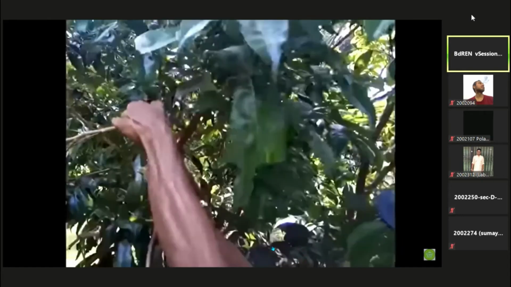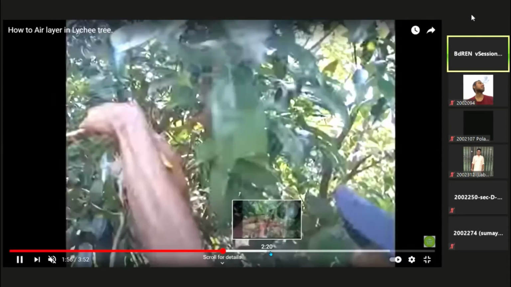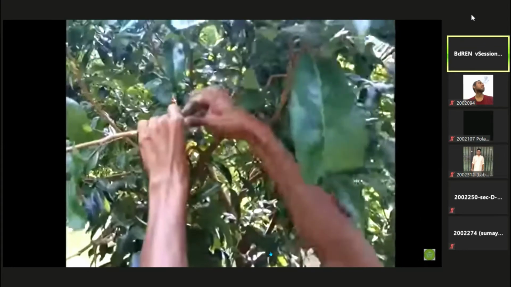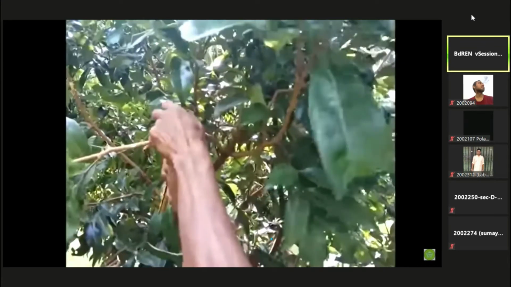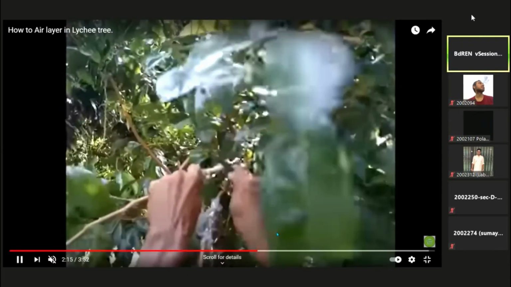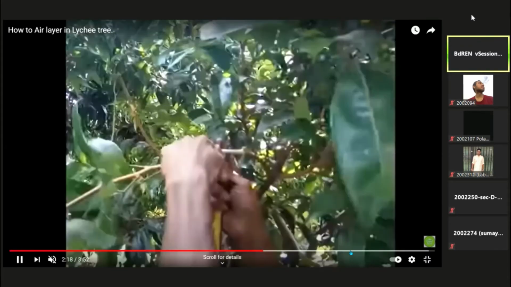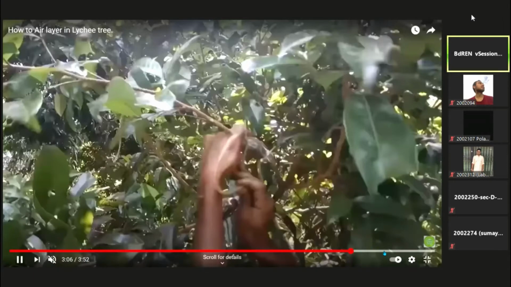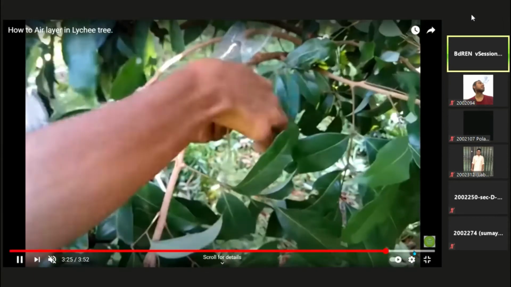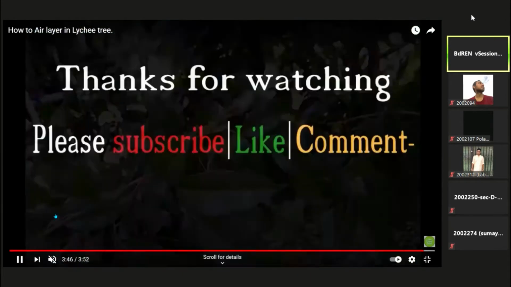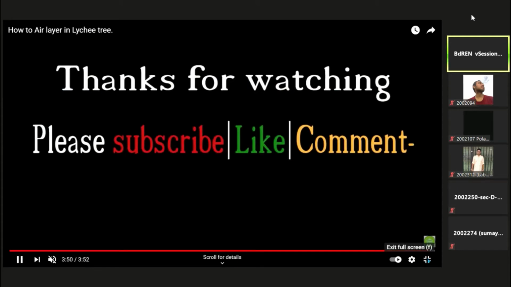Okay, he has placed it, and after that you see, he's doing it again and again. So after some days, roots will be produced here. So by this way. Then we will go for the next.